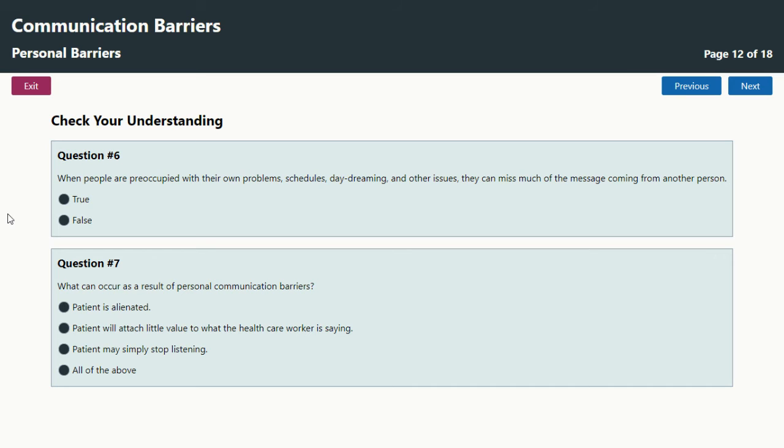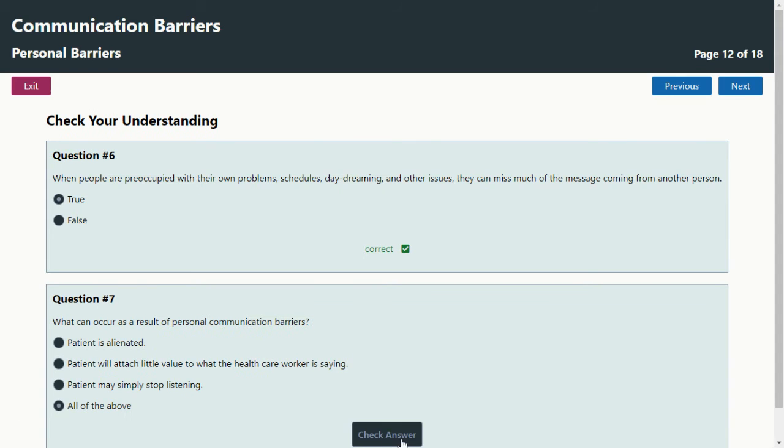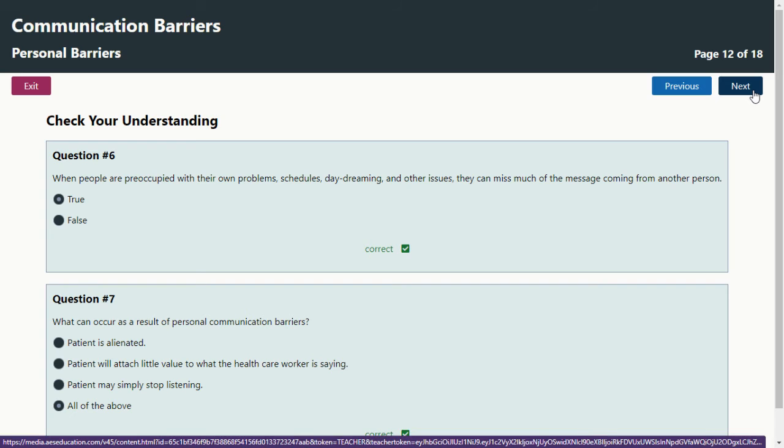When people are preoccupied with their own problems, schedules, daydreaming, and other issues, they can miss much of the message coming from another person. That's true. What can occur as a result of personal communication barriers? All of the above. Patient will become alienated. Patient will attach little value to what the healthcare worker is saying, and they may simply stop listening.